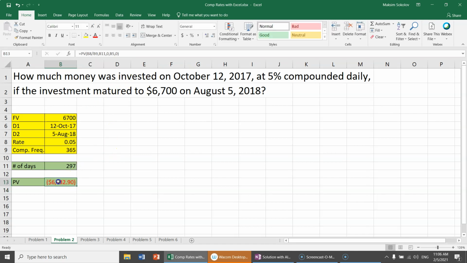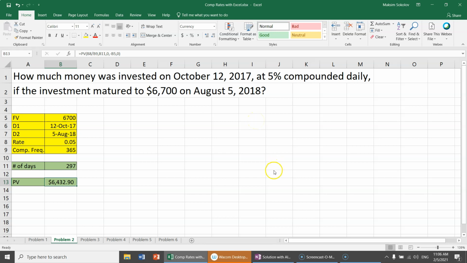If we press enter, again, the present value will be given here as a negative number. The way to fix that negative number is either to put a negative sign in front of PV or a negative sign in front of the future value. The reason for this was already explained. That's the difference between amount incoming and amount outgoing. If we press enter, we have the present value computed here. That's the amount of money which was invested on October 12, 2017.